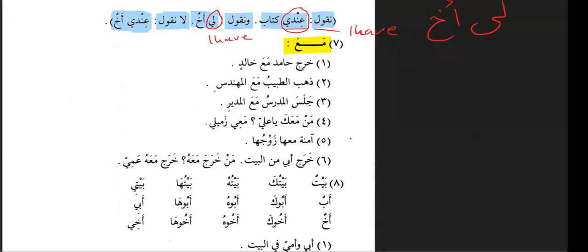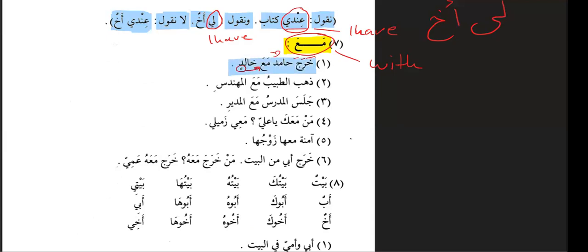مع, if you remembered, means with. And it acts like a preposition, because if you say, for example, خرج حامد مع خالد. You see, it's مجرور. Khalid takes a kasra because of مع. So خرج حامد مع خالد. Hamid left with Khalid.